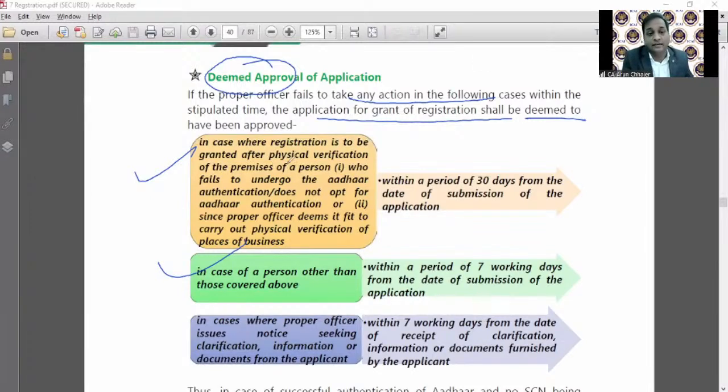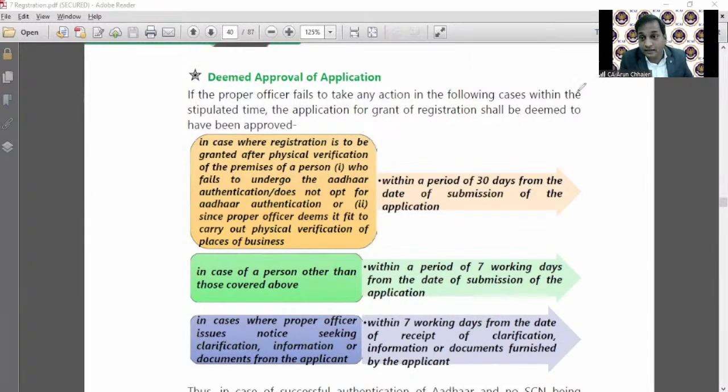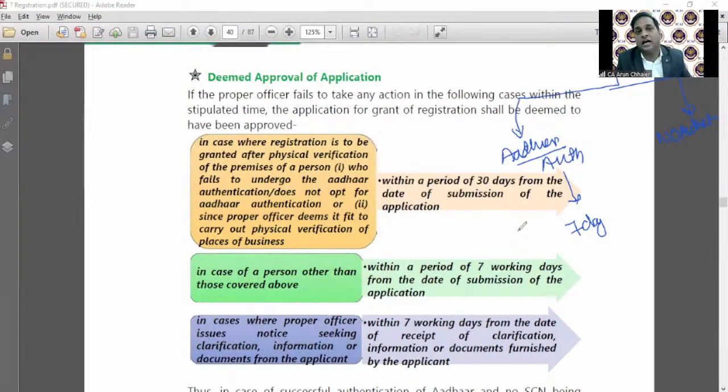We need to see whether the applicant, Mr. A, is going for Aadhaar authentication or not. If he undergoes the Aadhaar authentication, then the time limit to approve the application is 7 days. If there is no Aadhaar authentication, or he failed to do the Aadhaar authentication.